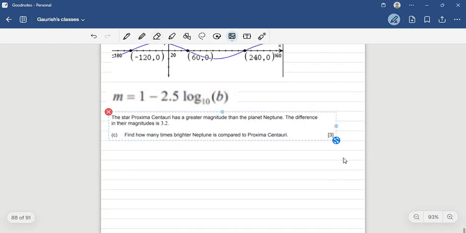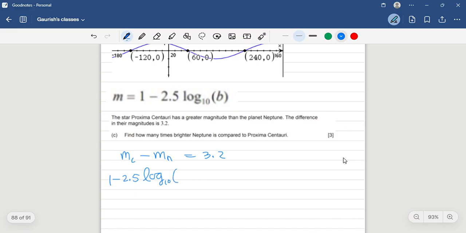Centauri and Neptune. Okay, so I'll take C and N. Proxima Centauri has greater magnitude, so that means the C is there. Okay, m of C minus m of N. This value is given to be 3.2. Now if I substitute that m over here, what will that be? That will be 1 minus 2.5 log to the base of 10 of B of C, minus bracket 1 minus 2.5 log to the base of 10 of the brightness of Neptune. Correct? This difference is 3.2.